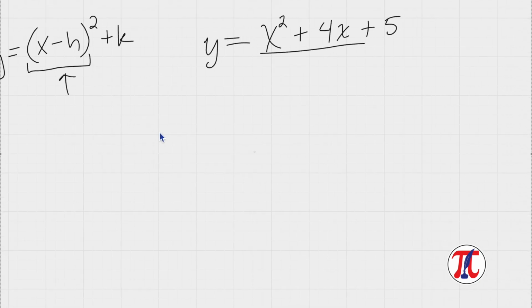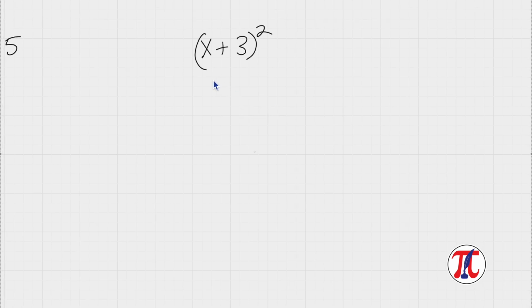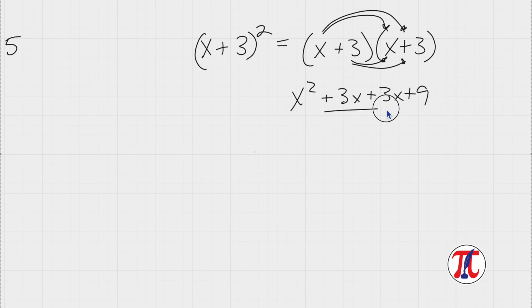Well, first let's look at what that really means. So over here I've got a binomial squared. Obviously, anything squared is that thing times itself, right? So x plus 3 times x plus 3 in this case. And if I do the distributive method here, distribute the x, distribute the 3, I'm going to get x squared plus 3x plus another 3x plus 9. And these are going to combine to x squared plus 6x plus 9.